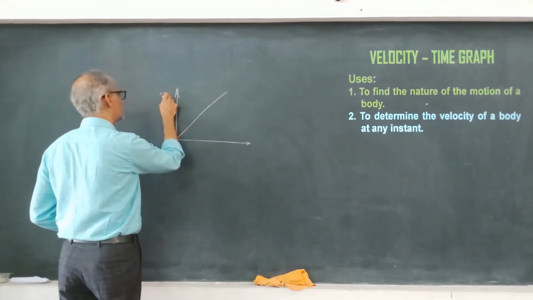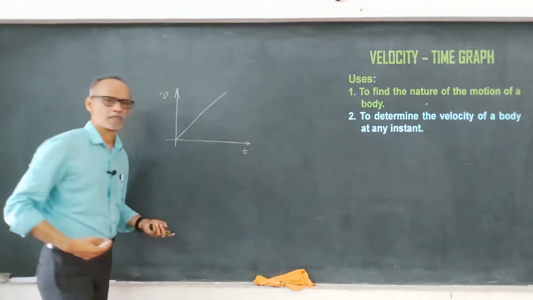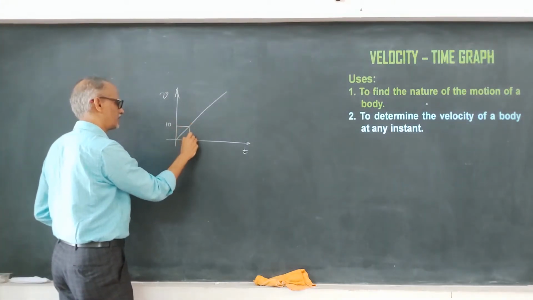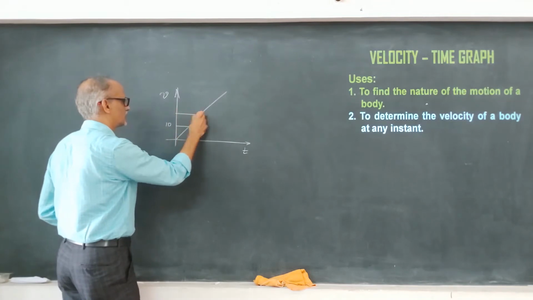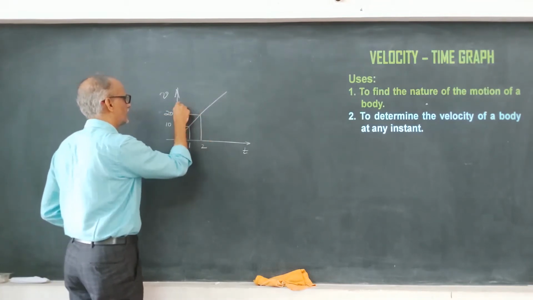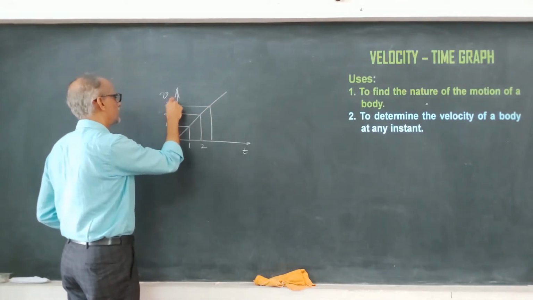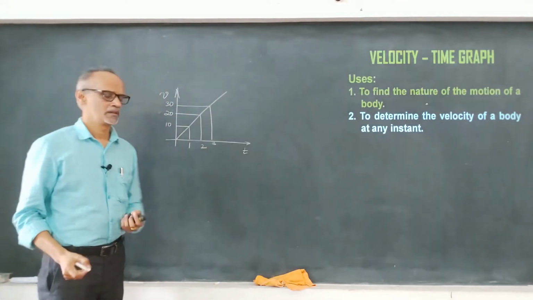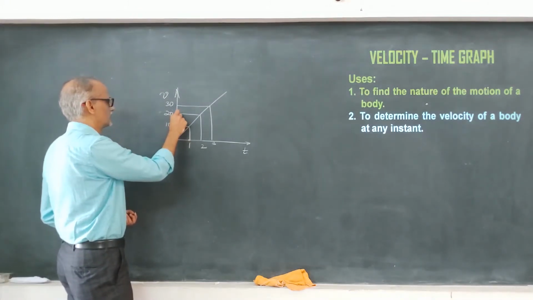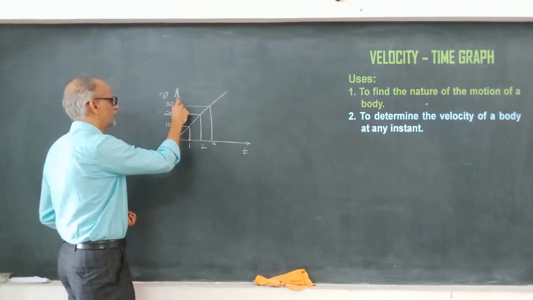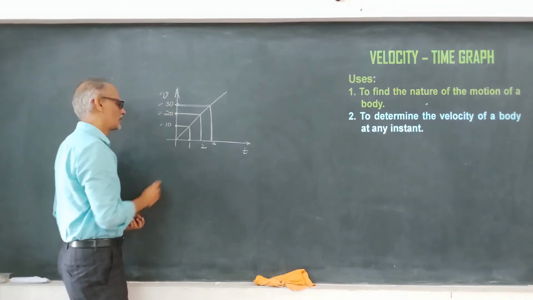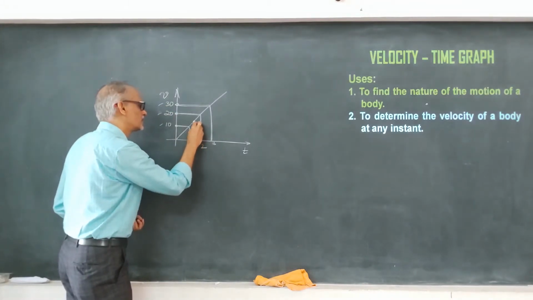So imagine we know the graph already, VT. I know this value, let it be 10 after 1 second. I know this value, let it be 20 after 2 seconds. Let this be 30 after 3 seconds. I know the velocity is 10 meter per second at 1 second, 20 meter per second at 2 seconds, 30 meter per second at 3 seconds. I know these values. So now I can find the value in between also.